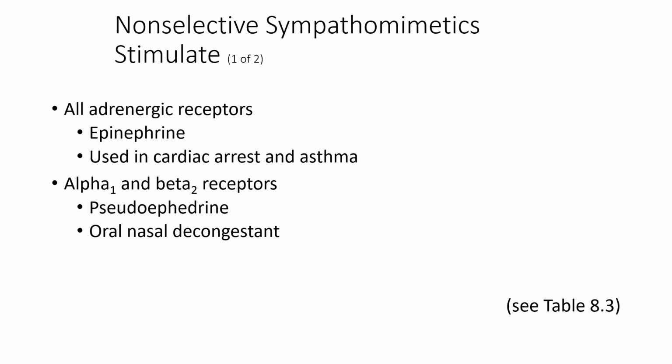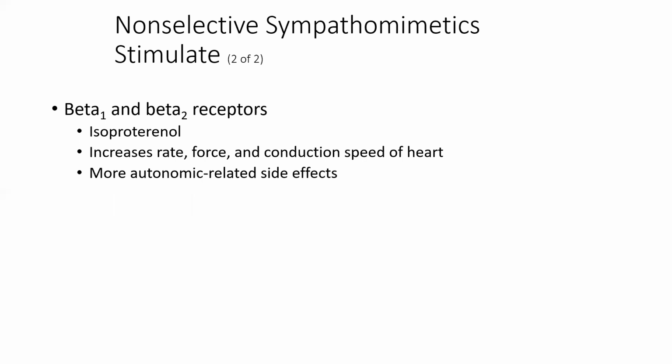Next are the non-selective. So if it's non-selective, they are not selecting anything. They are affecting all adrenergic receptors. Epinephrine is one of them, and they're used in cardiac arrest and asthma. They are alpha-1, beta-2 receptors. For example, pseudoephedrine is a drug which is alpha-1 and beta-2. It is used as an oral nasal decongestant drug.